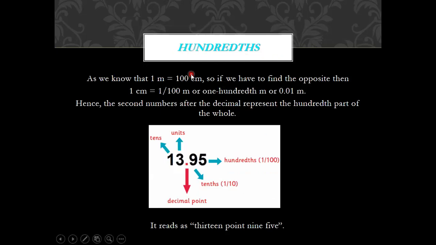Hundredths. Till now we have learned about tenths, now hundredths. As we know that 1 meter equals 100 centimeters. So if we have to find the opposite, then 1 centimeter equals 1 by 100 meter, or 0.01. Hence the second number after the decimal represents the hundredth part of the whole. See the example here, 13.95. So how will we read this one, 13.95? Here there is 1 ten, 3 ones, 9 tenths, 5 hundredths.